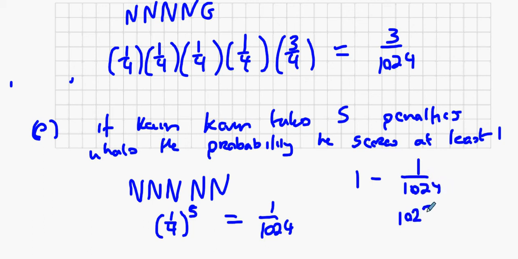and that is going to tell me it's 1023 over 1024. A guy who scores 3/4 of his penalties is likely to score 1 or more out of 5 penalties. Would you agree with that? That's why it's such a high percentage, I think it's like 99.9%. You score 3/4 of your penalties, you get 5 attempts at the penalty. The likelihood that you score 1 or more is very, very high. Is that right?